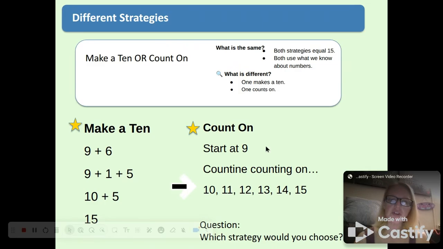So we're going to do another turn and talk. Let's do a turn and talk, and then we'll talk about it all together. So which strategy would you choose and why? So do a turn and talk to your partner. Okay, good job, everybody. So a lot of people chose the making a 10. They thought that was a lot easier using a 10 frame. Super easy. So great job, everybody.